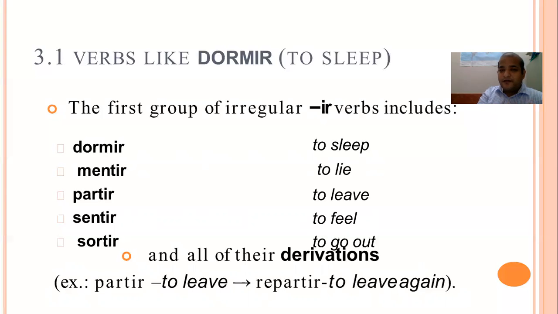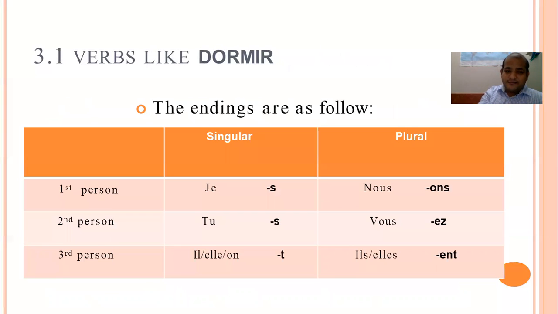But you have to divide these verbs into two types of conjugations. On the left hand side, in singular, it will be similar. On the right hand side, it will be different. I will show you now. See here, the endings of this type of verb like dormir, you have to remember this.